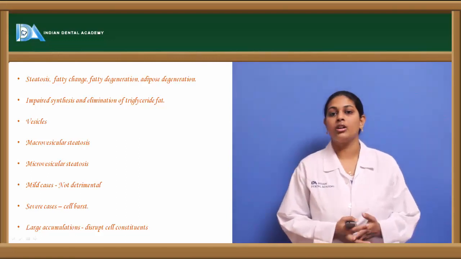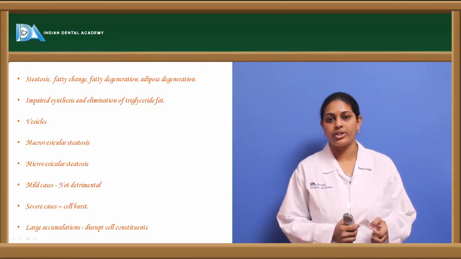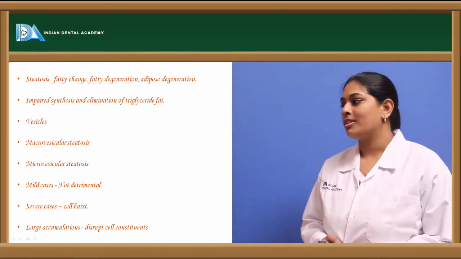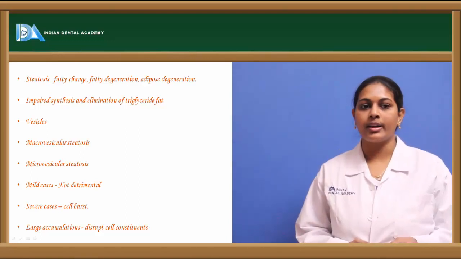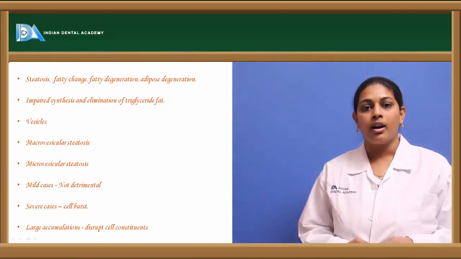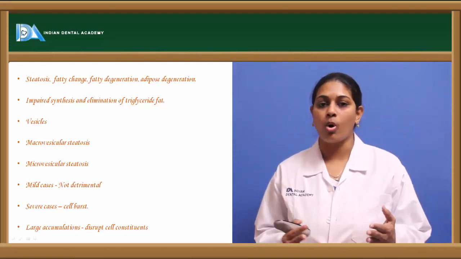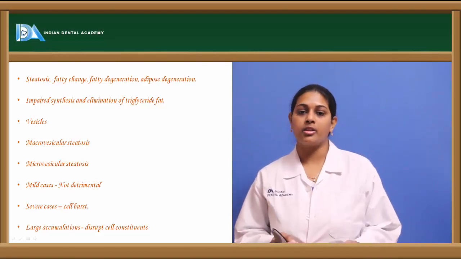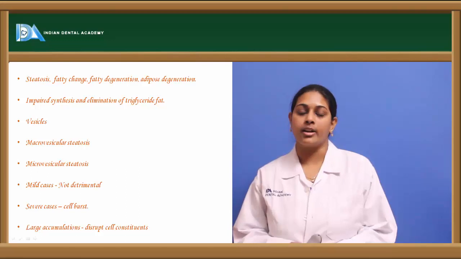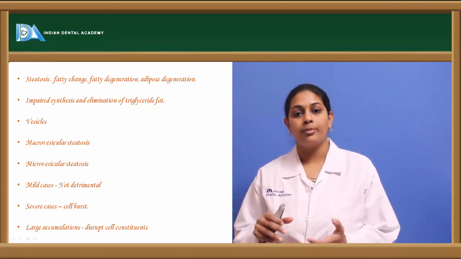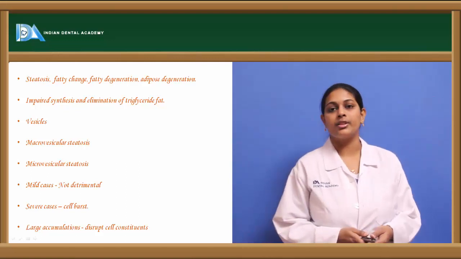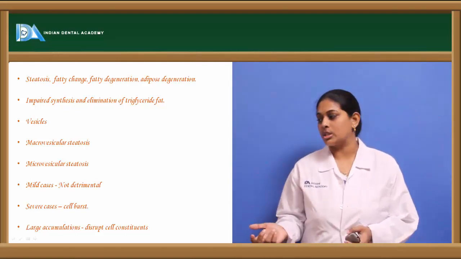Coming to the microscopic features, they appear in two forms, microvesicular steatosis or macrovesicular steatosis. The term macrovesicular indicates a large vesicle, where the accumulated lipid is in such huge quantity that the nucleus, which is present in the center of the cell, is displaced to the rim of the cell. So this is the histological terminology, macrovesicular steatosis.